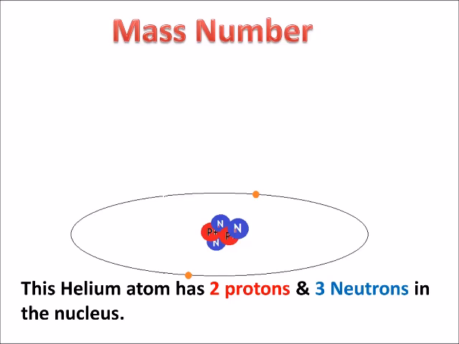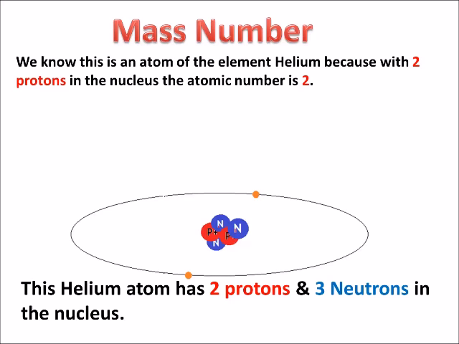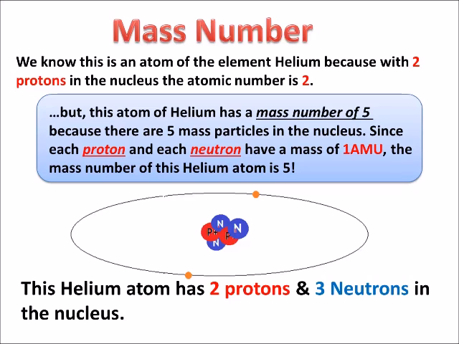This helium atom has 2 protons and 3 neutrons in the nucleus. It's still helium. We know this is an atom of the element helium because with 2 protons in the nucleus, the atomic number of the atom is 2. And the atomic number of helium is always 2. But this atom of helium has a mass number of 5. Why? Because there are 5 mass particles in the nucleus. And since each proton and each neutron have a mass of 1 atomic mass unit, the mass number of this helium atom is 5.